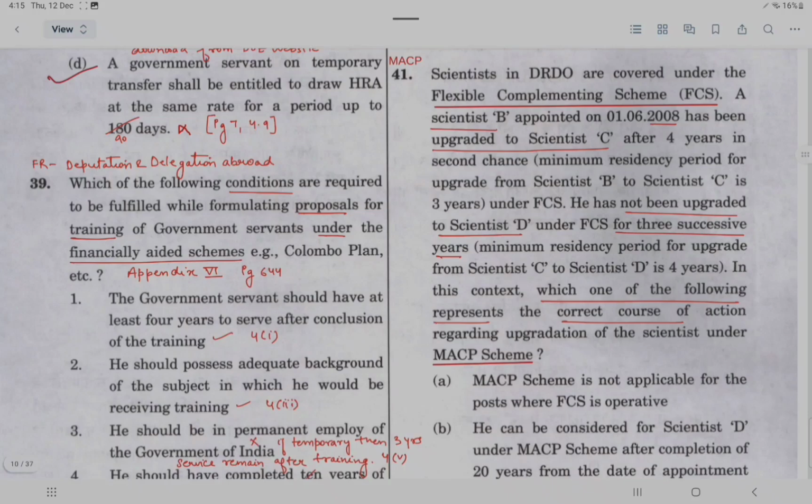So he has completed the minimum residency period, and 3 years have elapsed, but he has not been upgraded to a higher rank. In this context, which one of the following represents the correct course of action regarding upgradation of the scientist under MACP scheme? So directly this question does not belong to the MACP scheme. This question is about FCS and how MACP applies to employees who are under FCS.